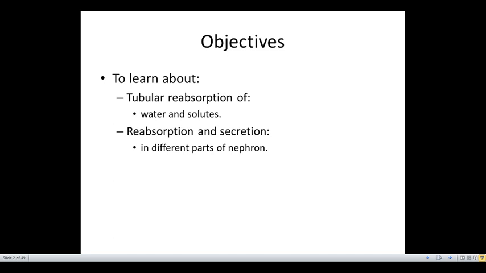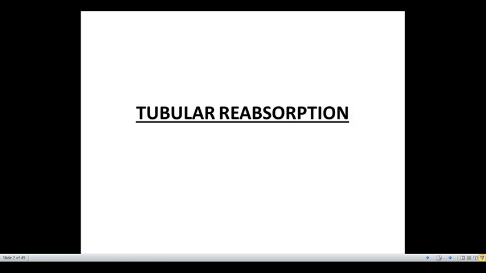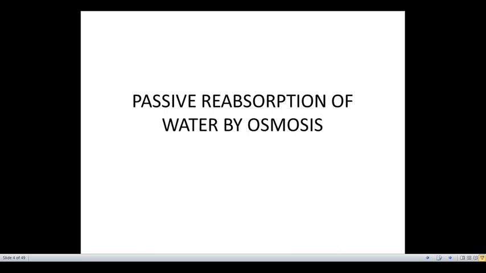The objectives of today's lecture are to learn about tubular reabsorption of water and solutes, and reabsorption and secretion in different parts of the nephron. So we continue with the tubular reabsorption of water and solutes. Passive reabsorption of water by osmosis.